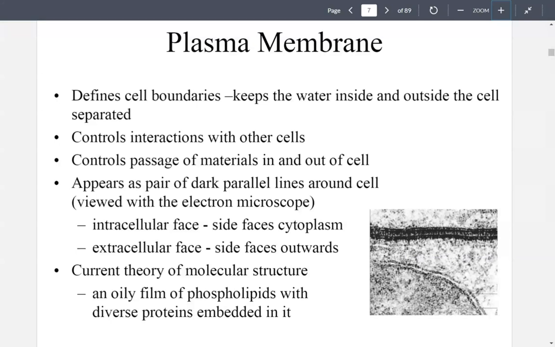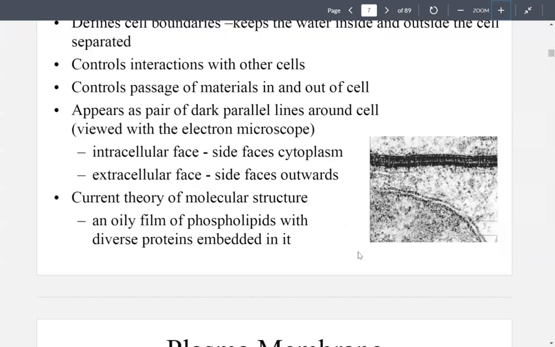Now, what makes up a plasma membrane, how it works, how it functions, has gone through a lot of iterations through the past couple hundred years as our knowledge and technology has expanded. Currently, we know that it is an oily film of phospholipids that have diverse proteins and carbohydrates and structures embedded within it. Again, we'll get into more detail in that in a bit.